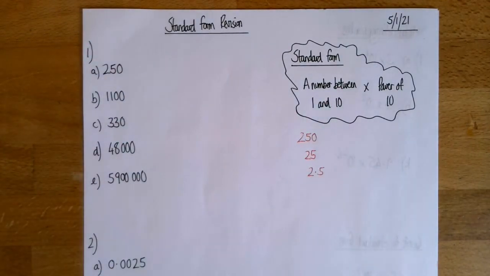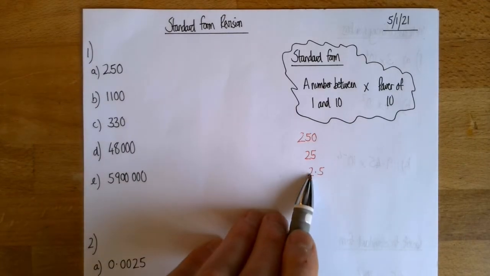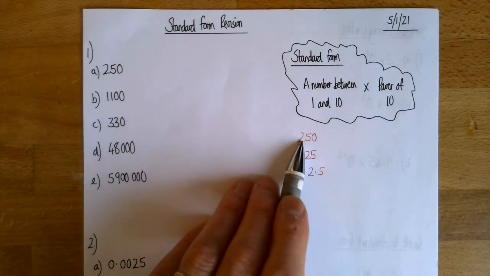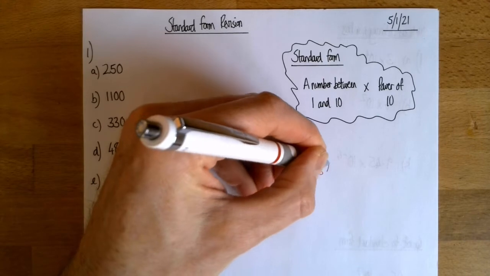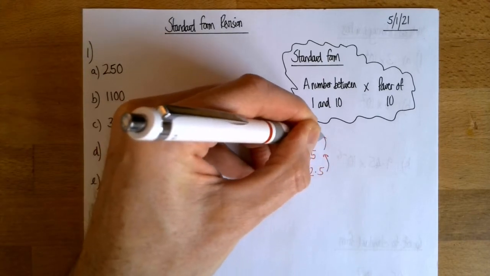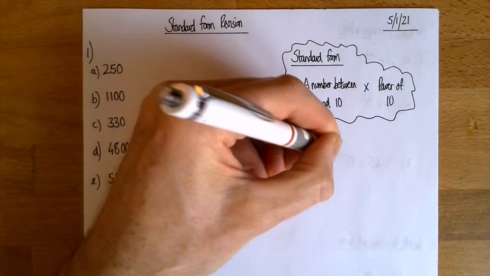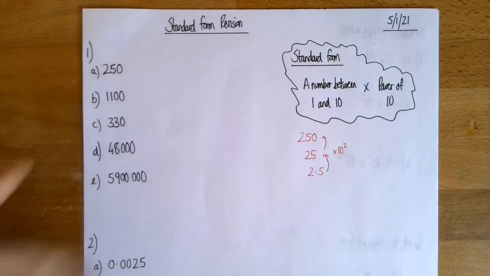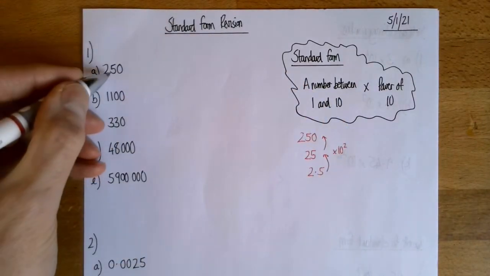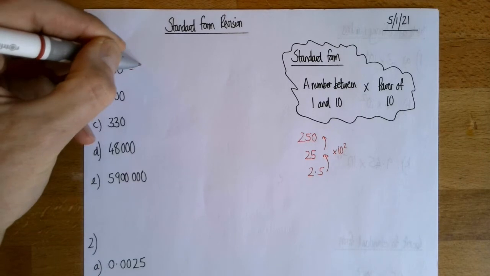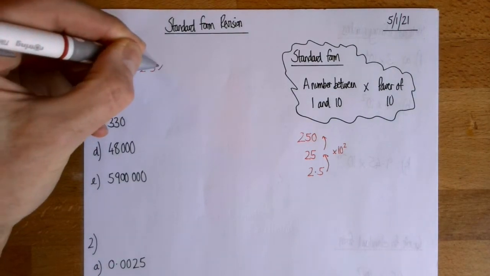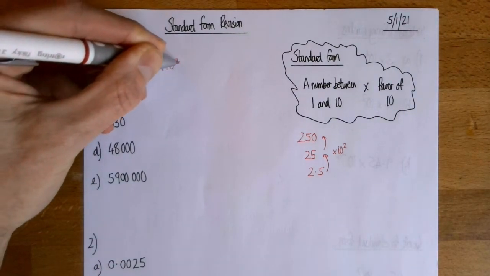Bingo. How do I get back from 2.5 to the number I started with, 250? Well, I've got to multiply by 10 and then by 10 again. So I've got to multiply by 10 twice, or multiply by 10 squared. So we say 250 in standard form is 2.5 multiplied by 10 to the power of 2.